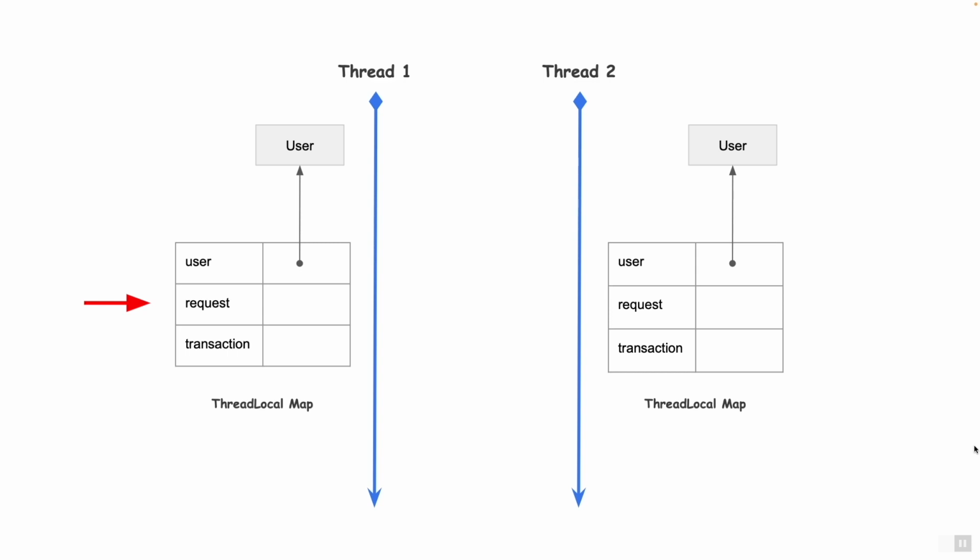So in our case, if thread 1 calls the get method on thread local user, it will simply go to the thread local map of thread 1 and return the user object associated with that thread. And as you can see, the map is pointing to different copies of the user object, and that makes the user object thread safe. Unless, of course, this user object is passed to a different thread, which would make it thread unsafe. Now, this concludes the discussion on thread locals.